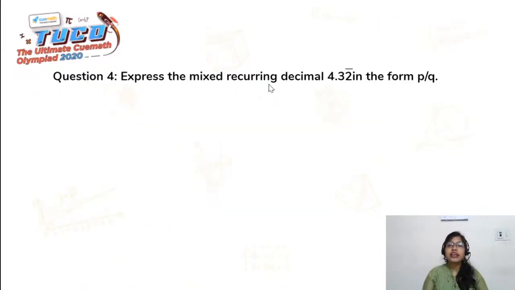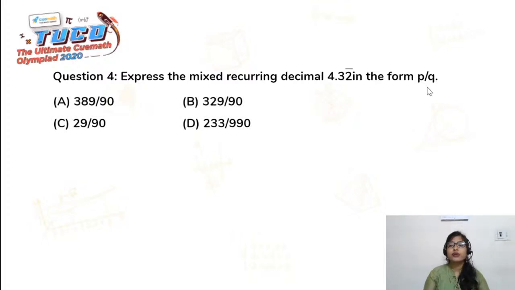Express the mixed recurring decimal 4.32 in the form of P over Q. So 4.32 and the bar is only on 2. What does this bar indicate? The bar basically indicates that the 2 is repeating. The whole of 3, 2 is not repeating. Only the 2 is repeating. Okay, so let's quickly notice what's going to happen here.